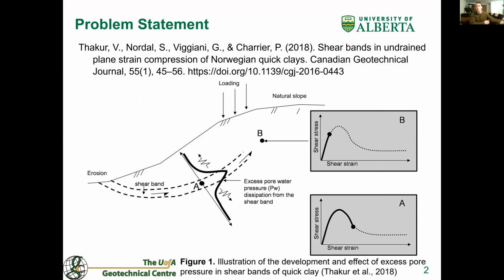I'd like to start off by showing this figure about the shear stress and shear strain patterns of two elements A and B, within a strain weakening material. This particular figure depicts shearing a deposit of quick clay. What we see is that as rapid deviatoric loading occurs along the shear band of this landslide, excess pore water pressure builds up due to the contraction of the material in the shear band.